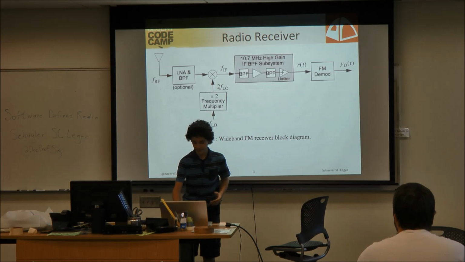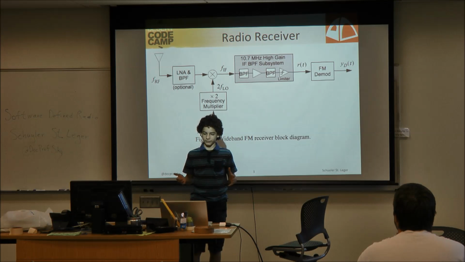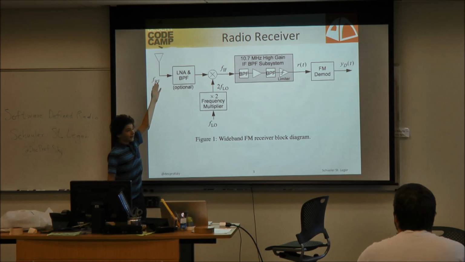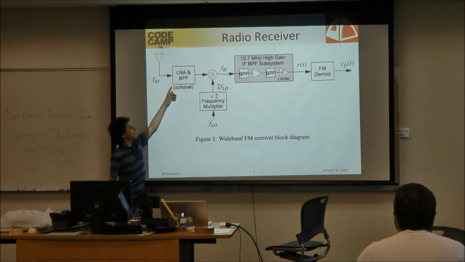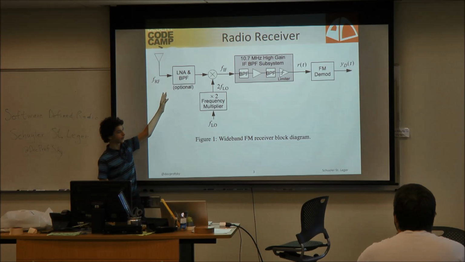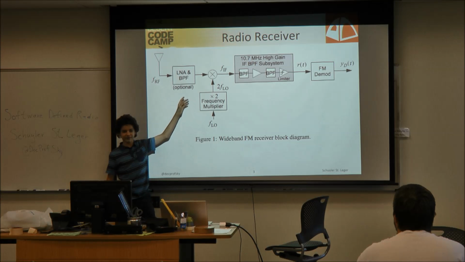So what a typical radio receiver looks like, and this is one, but you have other things, is you'll have an antenna here. That's what the triangle thingy here is. You'll then have LNA, which stands for low noise amplifier, and BPF, which stands for bandpass filter. So this amplifies and filters the signal. You then have this thing here called a mixer.